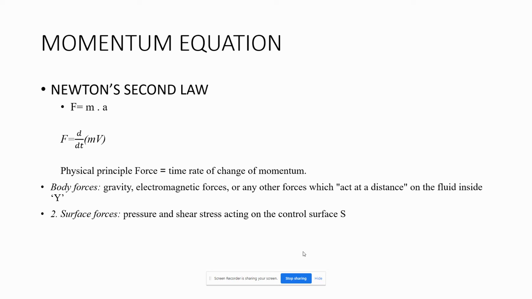Physical principle: force equals the time rate of change of momentum. There are different types of forces that can act on a body or a flowing fluid. One is body force. This body force doesn't have any physical contact over the control surface.